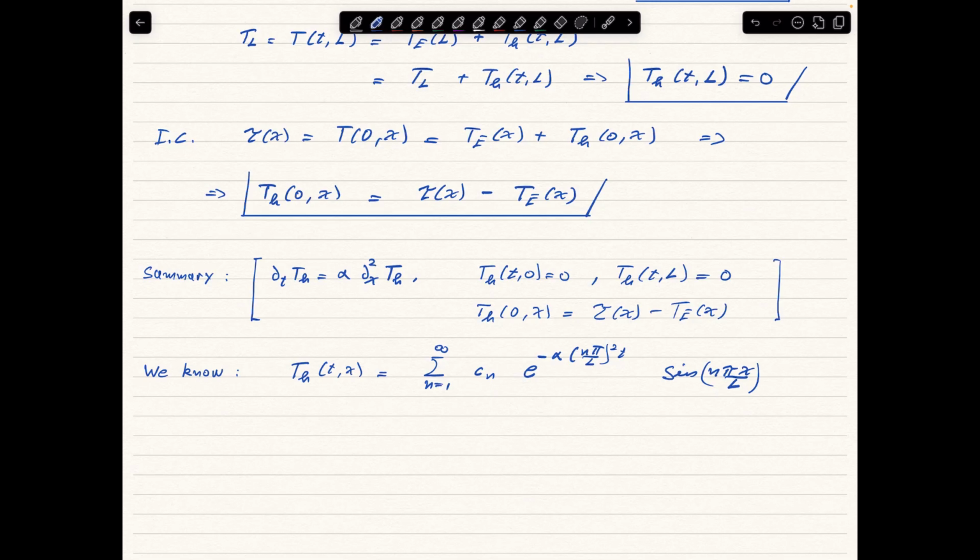And what are the coefficients Cn? The coefficients Cn are given by the usual formula, which is 2 over L, the integral between 0 and L of the initial temperature for this problem, which is this difference of two temperatures, so tau of x minus the equilibrium temperature for x. This is the theorem from the previous video, so we are not doing anything new here.